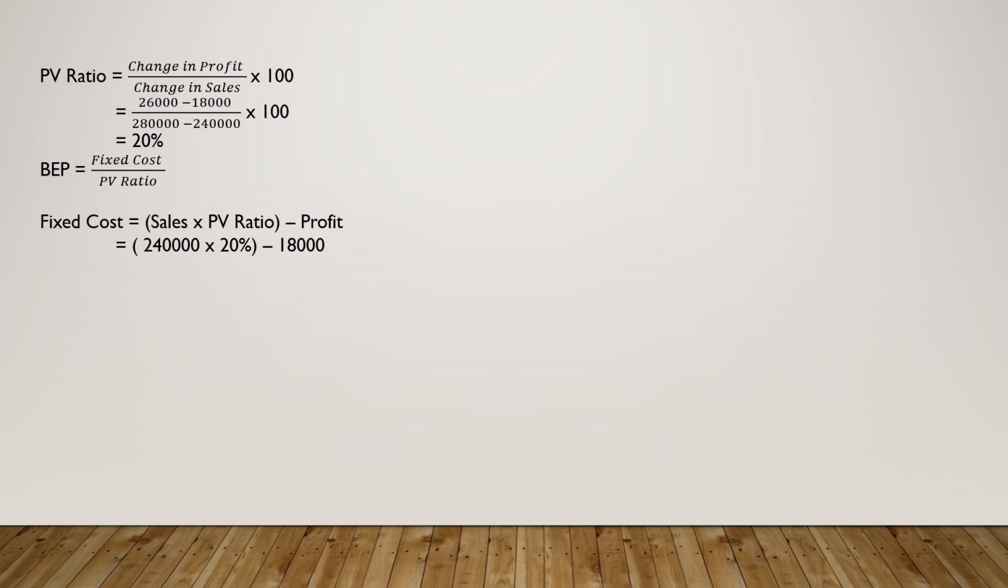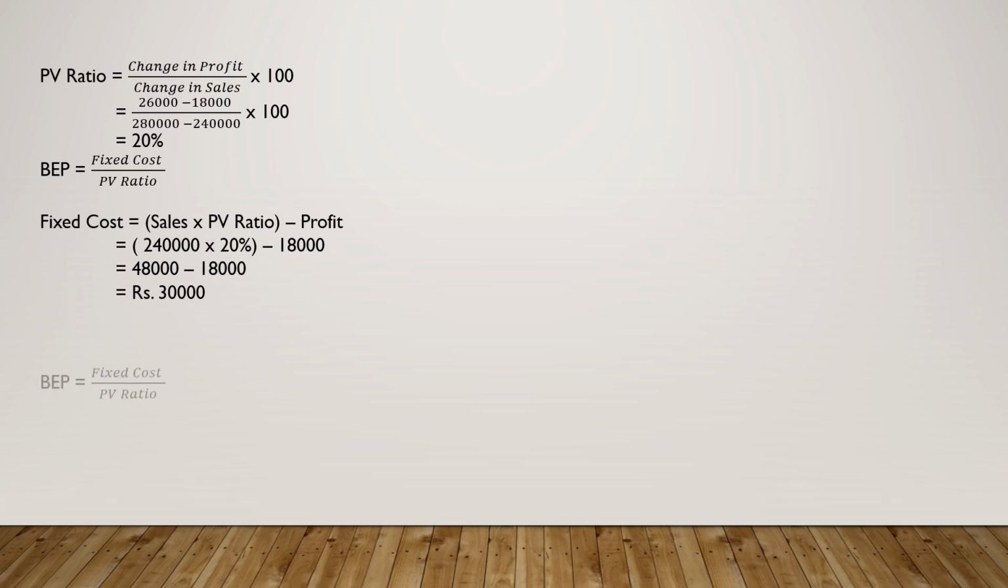So both the data should be from the second year or first year. In this question, I have taken first year profit and first year sales. Sales for the first year is 2,40,000. PV ratio is 20%, minus the profit for the first year is 18,000. So this will give you 48,000 minus 18,000, and your fixed cost is rupees 30,000. So by this we got fixed cost 30,000.